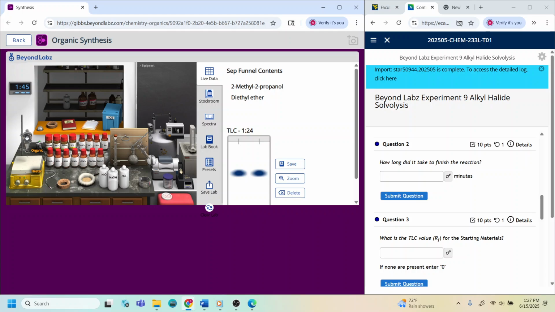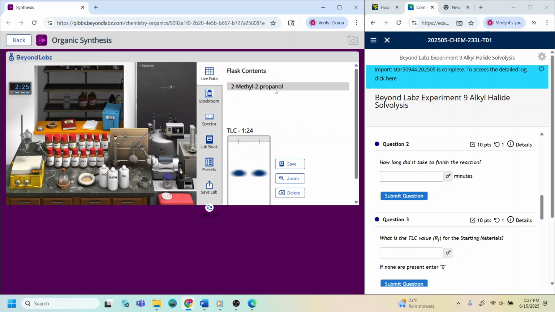So now we're going to go ahead and take the organic layer. I'm just going to transfer that organic layer immediately, and a round bottom flask will appear on the screen. Just the organic, and I'm going to place it over here. So this is my product, and just to make sure, I'm going to bring my cursor to my flask and look at the live data, and I see only the 2-methyl-2-propanol.